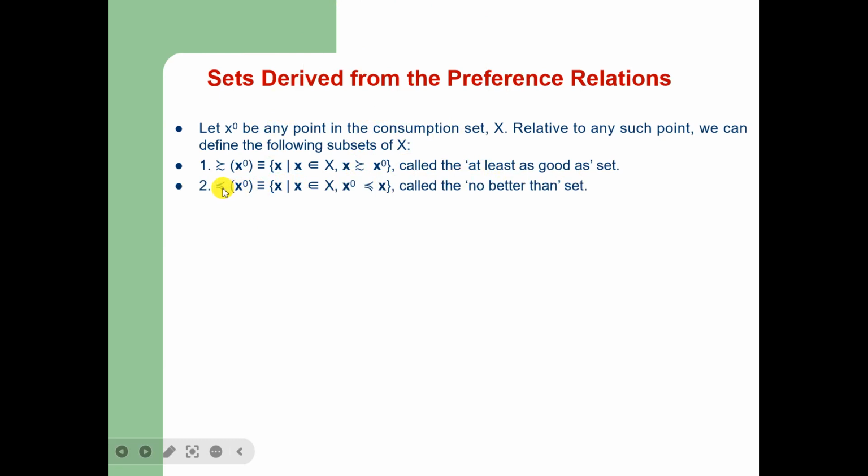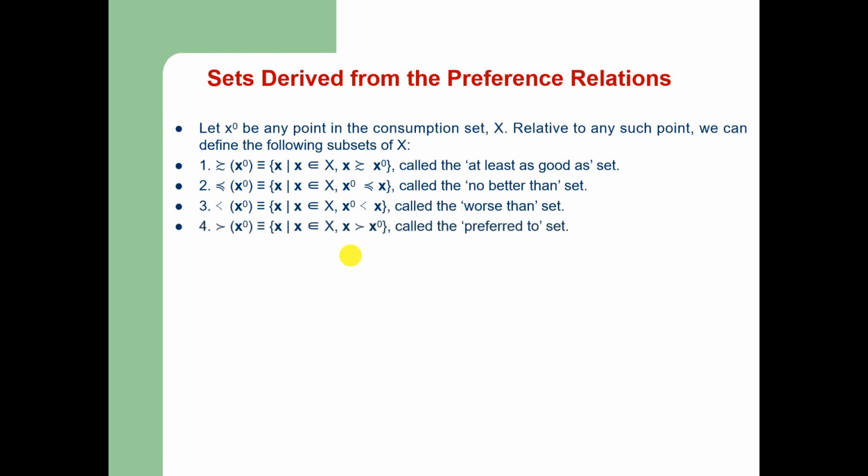The second set is the no better than set. The no better than set x naught is a set of x bundles such that x is in the consumption set, and x naught is no better than x bundle, and this is called the no better than set. The third set is worse than x naught, and that is a set of x bundles such that x is in the consumption set, and x naught is worse than x bundle, so this is called the worse than set.